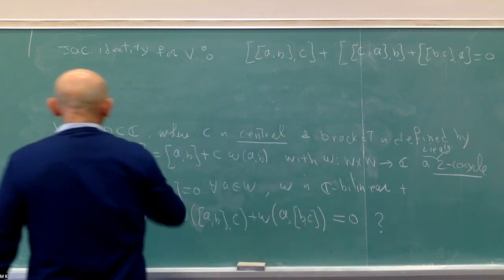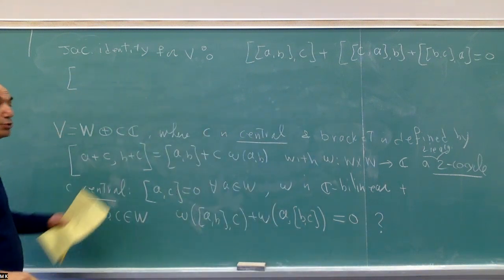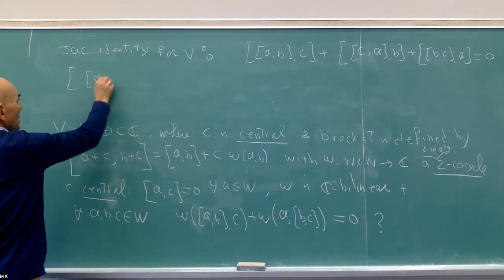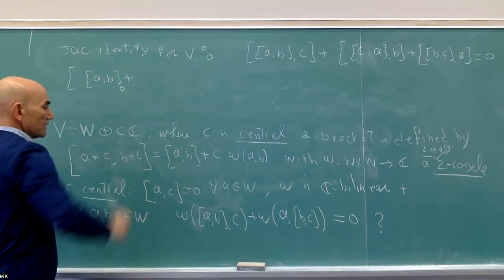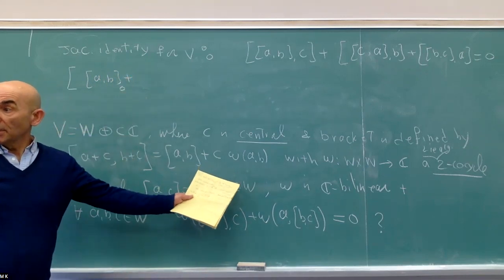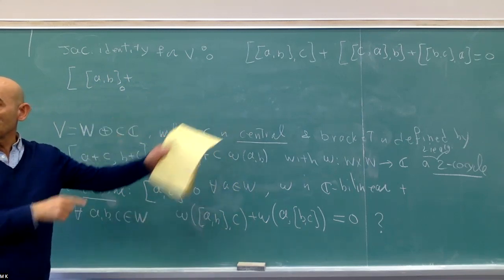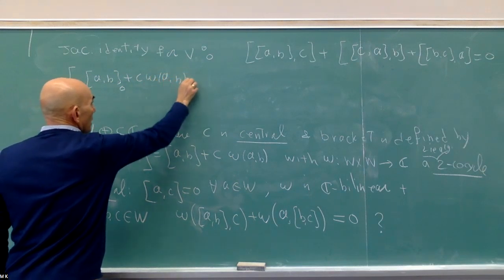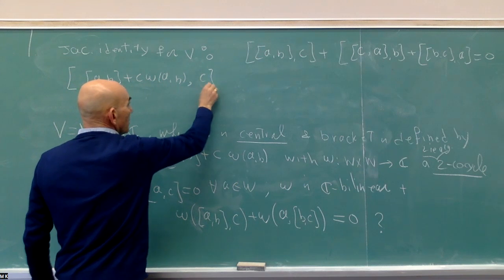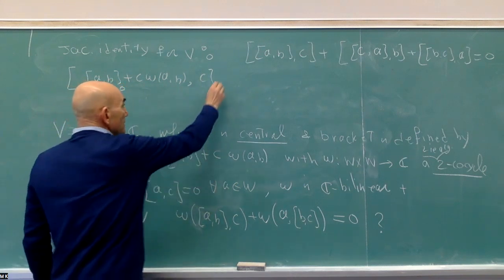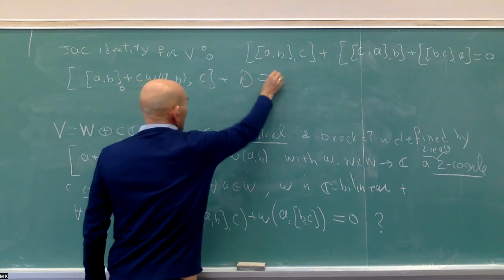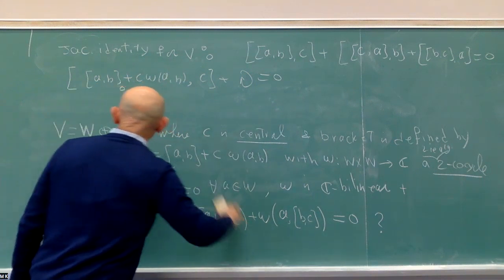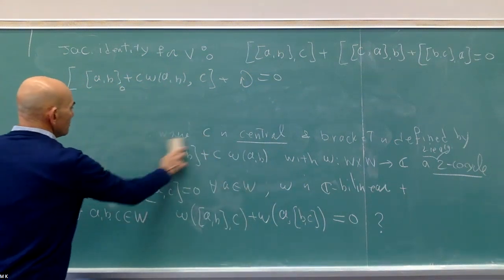This bracket, according to what we know, is the usual bracket of AB. So I just put it like this, AB old plus C times omega of AB, because this is the new bracket, and it's given by this plus C times omega of AB. Plus circle equal to 0, these two terms. Right? So let's compute this now. What kind of term do we get here?